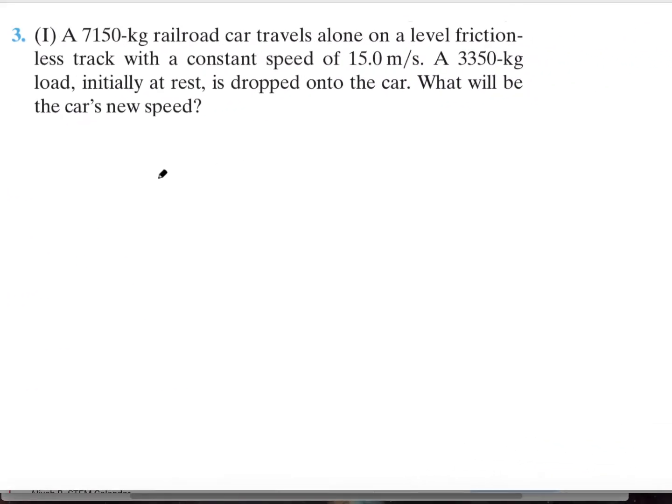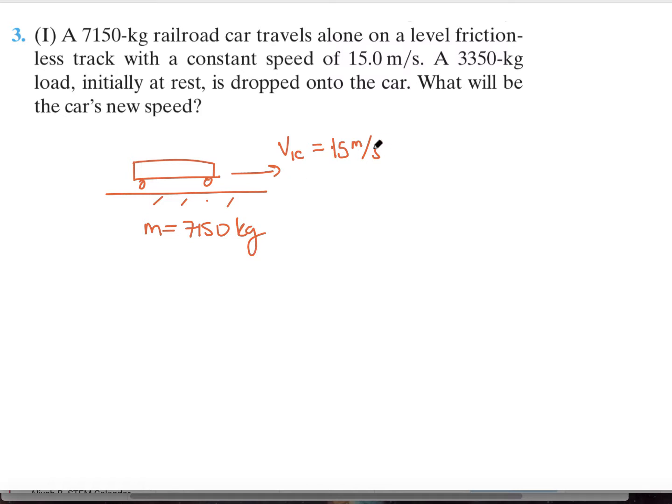For number 3, we have a railroad car that travels on a level, frictionless track with a constant speed of 15 meters per second, and a 3,350 kilogram load is initially at rest and is dropped onto the car. So here's my car, it's moving with some initial speed, and we'll say that this is V1 for the car, and that's 15 meters per second. And it has a mass of 7,150 kilograms.